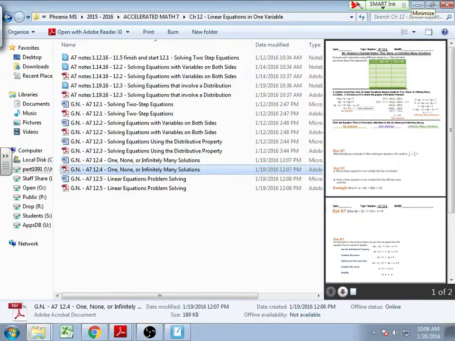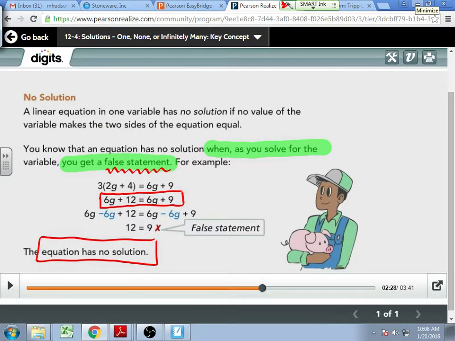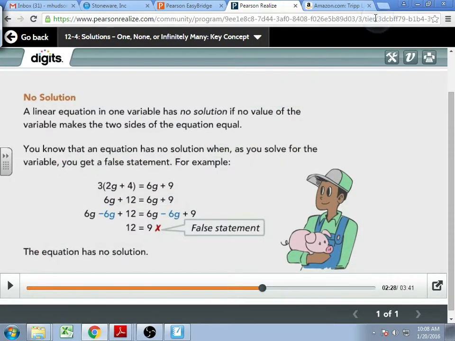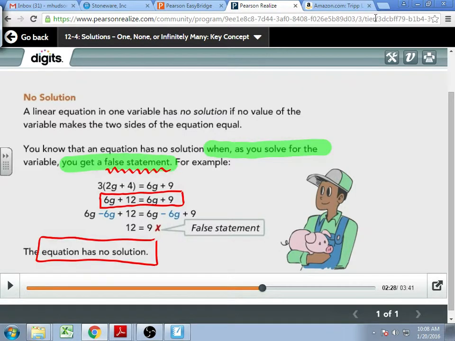We are going to work through and identify whether these have one, none, or infinitely many solutions based off the first point possible. The first place that we can see it.